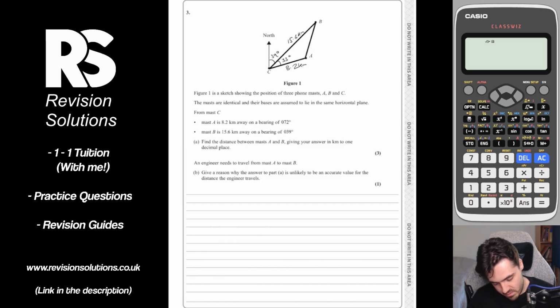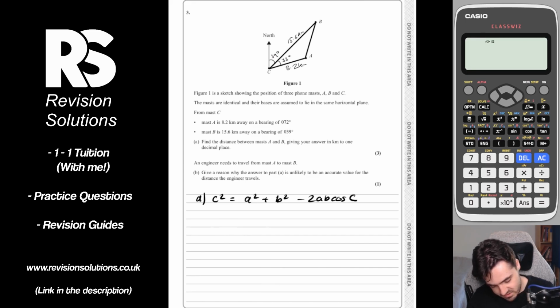So we can see we have a triangle problem, but specifically we've got a side angle side situation, because we've got the side here, and the angle in between the two sides. So that's a side angle side problem, meaning we can use the cosine rule. So the cosine rule is as follows: c squared equals a squared plus b squared minus 2ab cosine c.